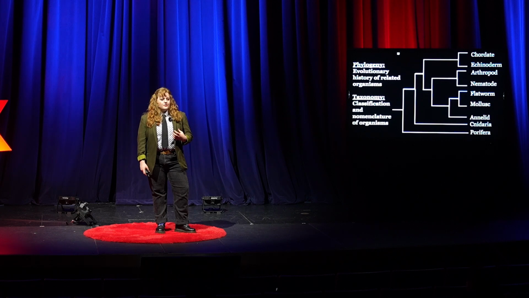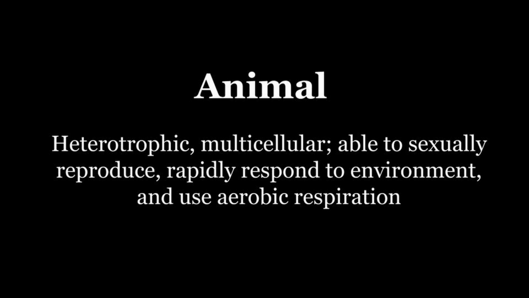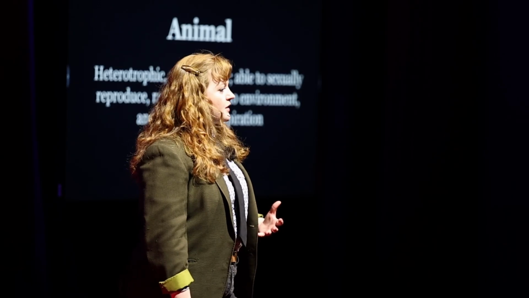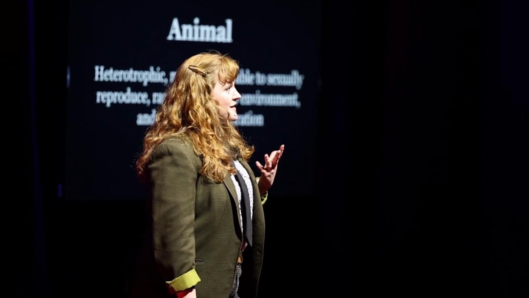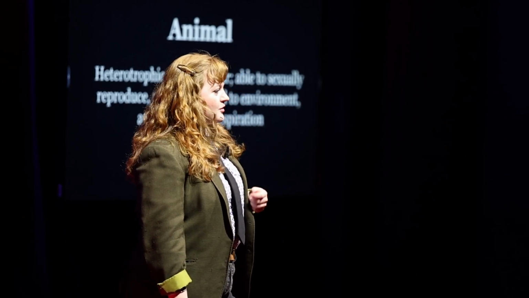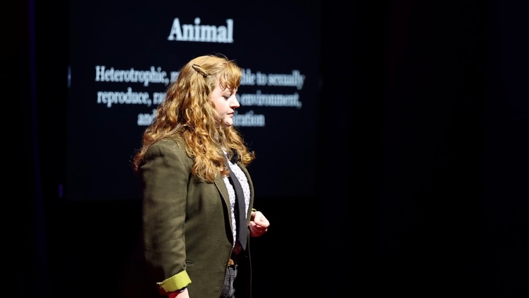And so it's hard to define, but a definition of an animal I like to use is a heterotrophic multicellular organism that's able to sexually reproduce, rapidly respond to its environment, and use aerobic respiration. So all that means is it eats organic material, it's able to breathe in oxygen and breathe out carbon dioxide, and it needs a partner to reproduce.